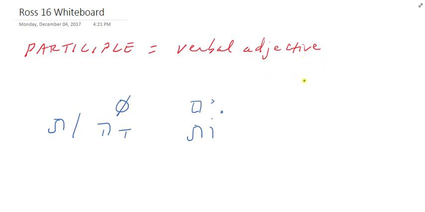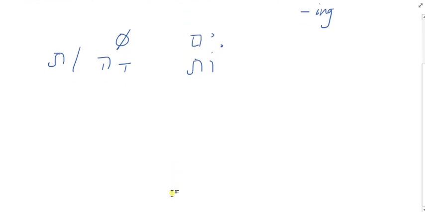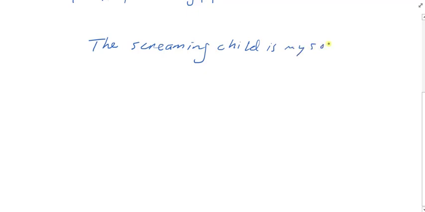Participles are verbal forms that frequently can be translated as ing forms, and they function as adjectives. So let's talk about some ways that a participle in English with an ing ending could be used. I could say something like, the screaming child is my son. Here's the subject noun, child. There's the verb, and then my son is my predicate nominative.